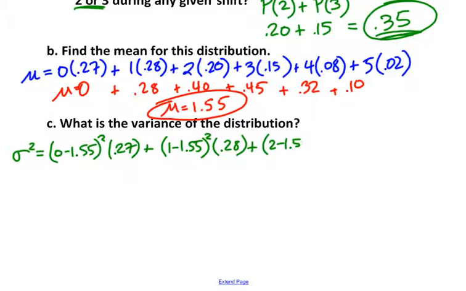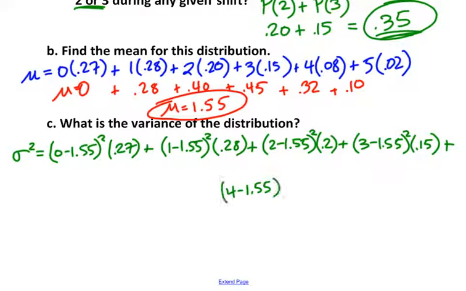2 minus 1.55 squared times 0.2, I believe it is. Then we're going to take 3 minus 1.55 squared. We'll multiply that times 0.15. And I'm running out of space, so I'm just going to come down underneath. 4 minus 1.55 squared times 0.08. And then lastly, 5 minus 1.55 squared times 0.02.